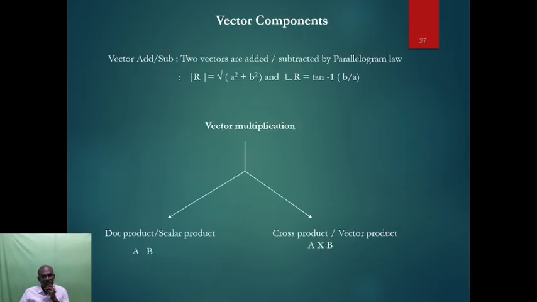The vector components. For any two vectors A and B, the dot product is A dot B and the cross product is A cross B. The result of the dot product is a scalar, so the dot product is also called the scalar product. But the cross product of any two vectors gives a vector quantity. That's why the cross product is also known as the vector product.